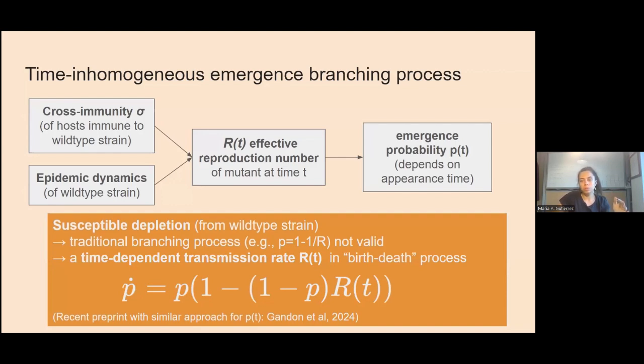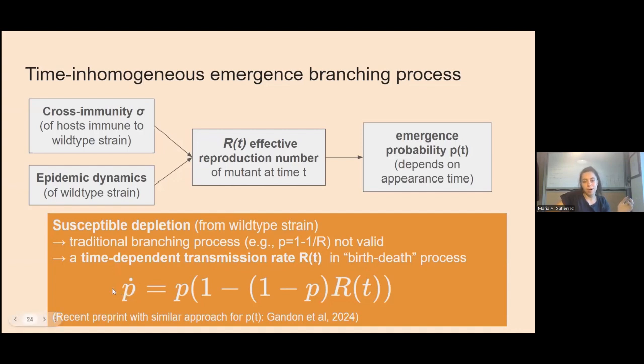So that overall means that the transmission rate of the mutant changes in time, even through this really short phase of stochastic emergence. And so we have to modify the standard branching process, like Bartlett's branching process, and still use a time-homogeneous branching process with specifically a time-dependent transmission rate, which is just the R number.